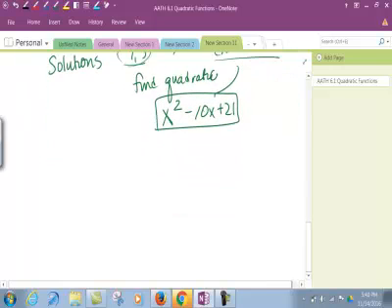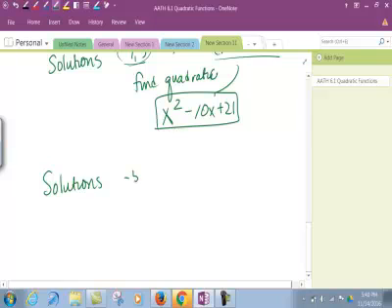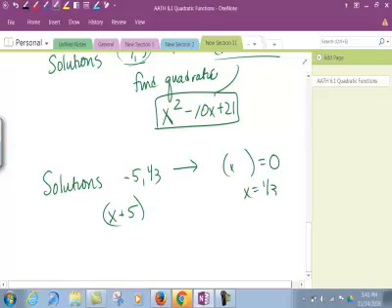Let's try one with a fraction because that can be tricky. So the solutions are negative 5 and 1/3. Okay, so negative 5 as a factor seems pretty easy. That's going to be x plus 5. 1/3 is a little trickier. We need to think of a factor that when we set it equal to 0, we get x equals 1/3.